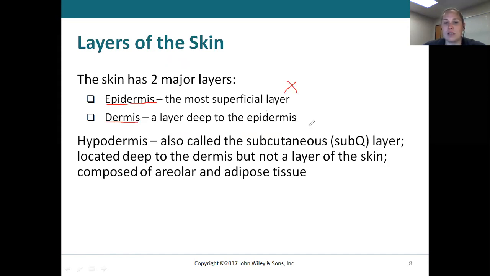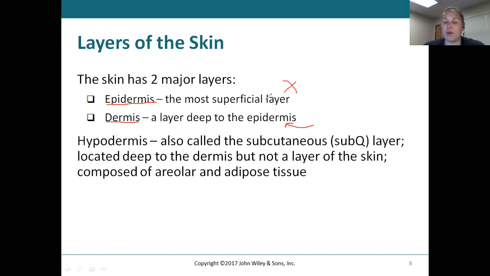This is where you're going to see far more vascularization, and if the dermis is punctured, that's where bleeding would occur. So epidermis is far more superficial. That's the skin cells kind of on the surface, but still very important. And then the dermis is going to be the deeper layer that provides some of the important nutrients and nerve endings to the epidermis. The hypodermis is also called the subcutaneous layer, located deep to the dermis, but it's not considered a layer of skin. It's composed of areolar and adipose tissue.